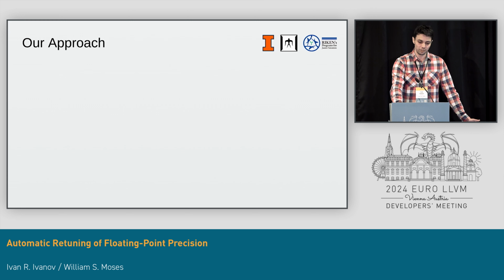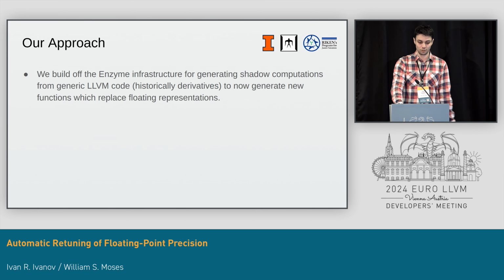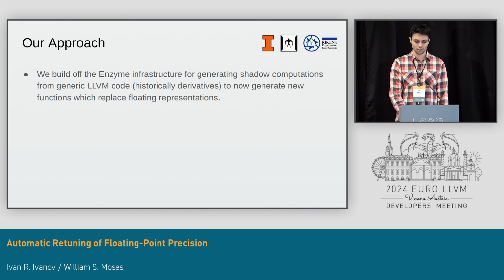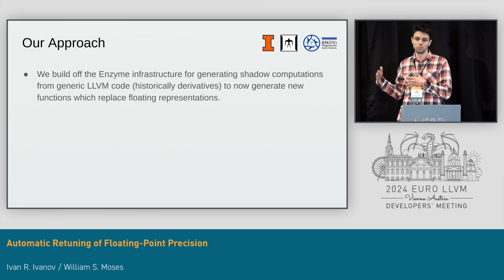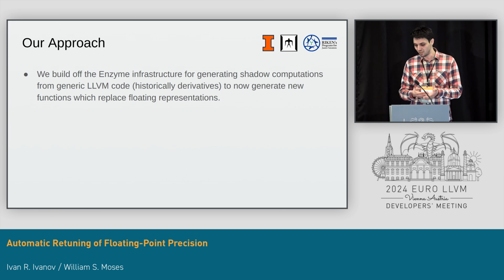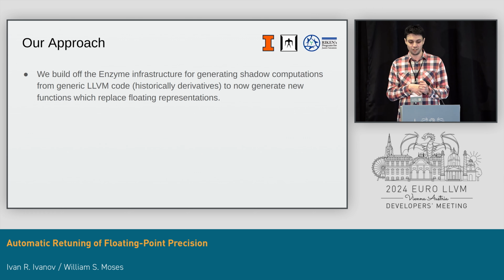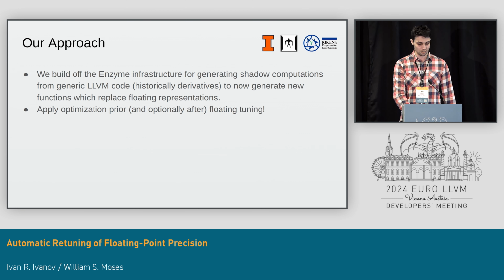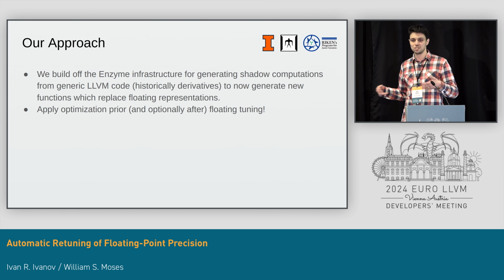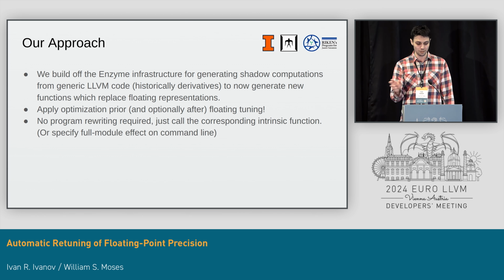So in our approach, we build on the Enzyme infrastructure, which allows you to basically instrument all of your floating point computation. That was historically done for derivatives, but now we use this for precision analysis. This means that we can apply all of the optimizations that will be done before we instrument our code and replace our floating point computation. And we do this automatically.